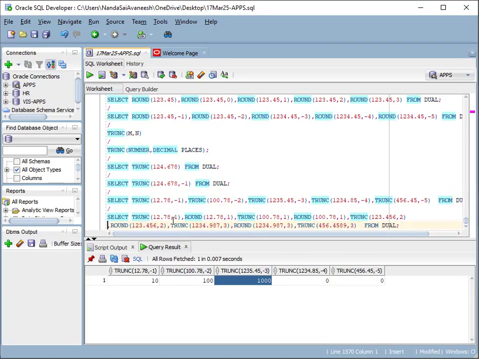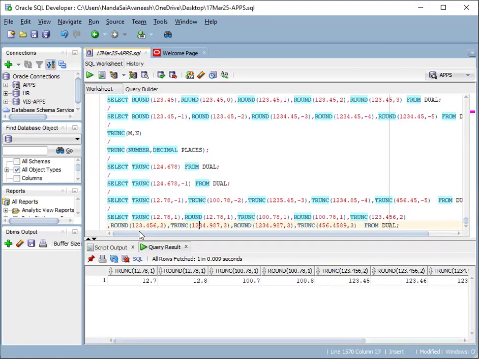Here select the trunk of 12.78 comma 1, round of 12.78 comma 1, trunk of 100.78 comma 1, round of 100.78 comma 1. So like that, what is the difference between trunk and round with the same values we are testing here? Trunk of 12.78 comma 1 becomes 12.7. Round means it is adding 1 to this value 7.